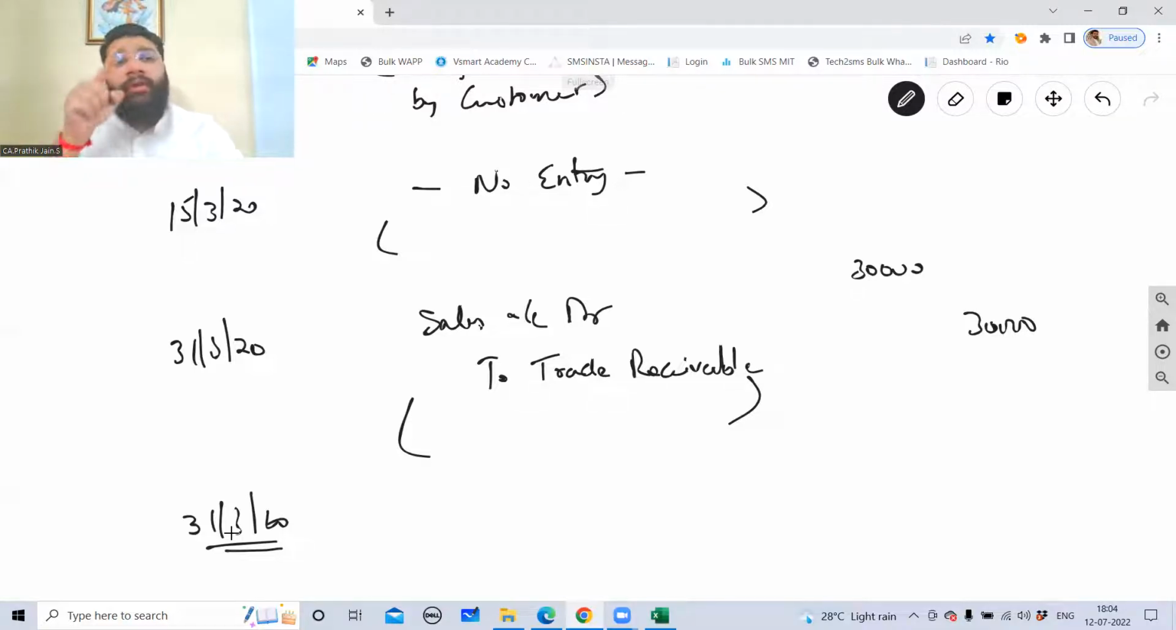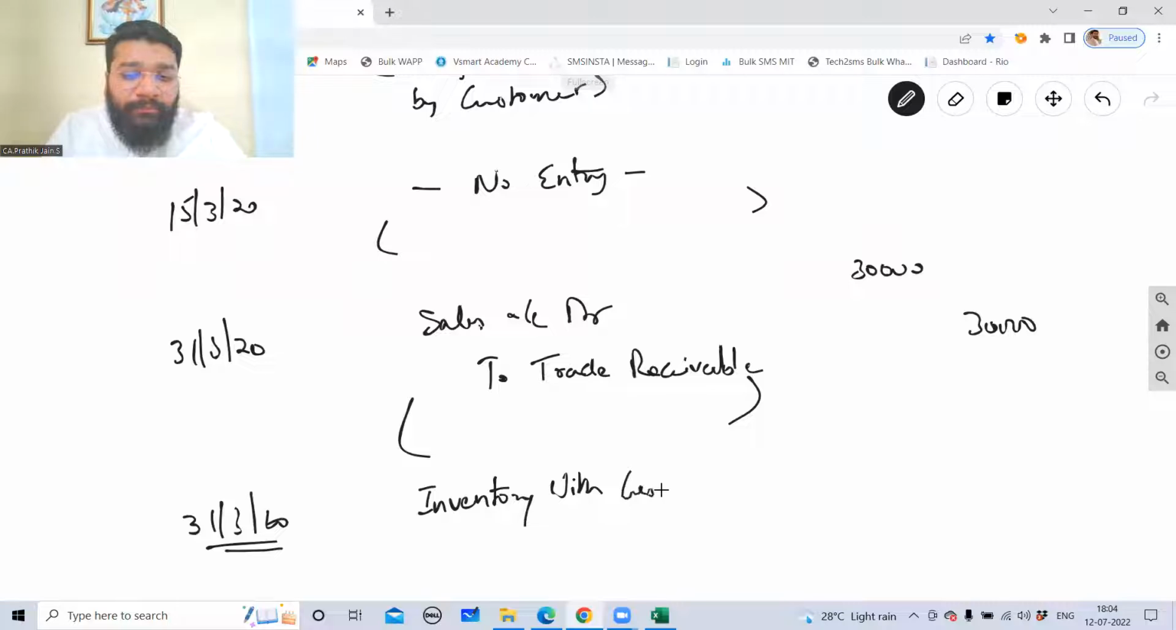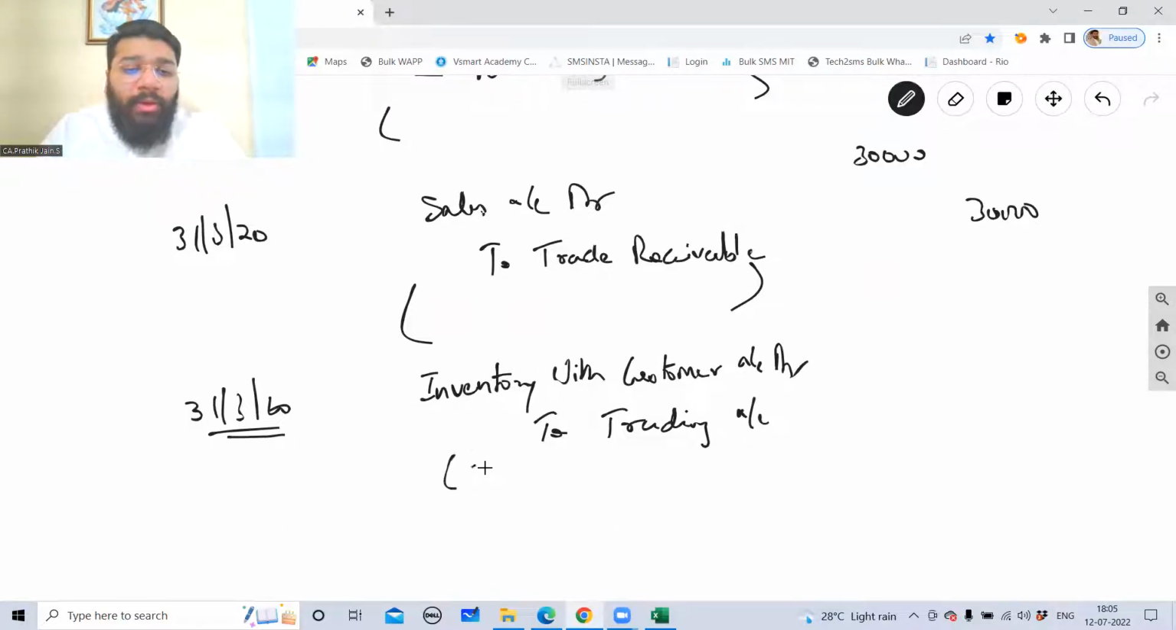Here, I cannot debit closing stock because it is not in our custody. Our stock is in the customer's custody. So I have to record inventory with customer account debit to trading account. Now this will be recorded at cost price or market value, whichever is less.